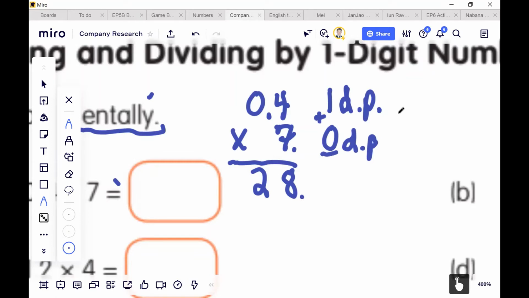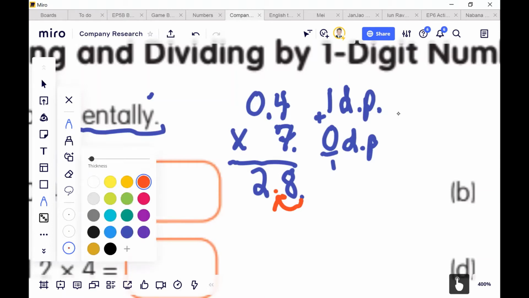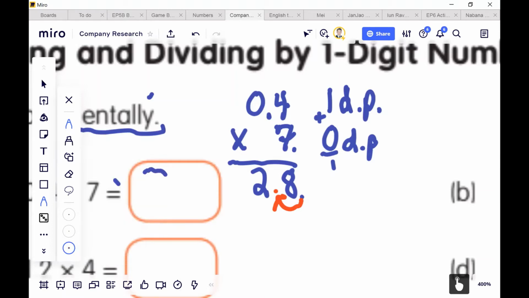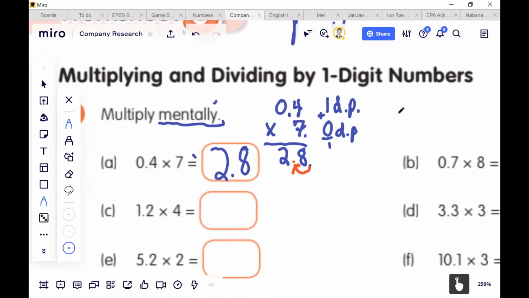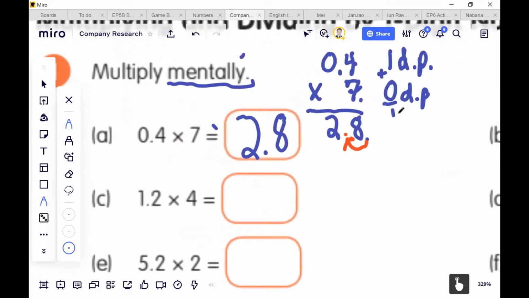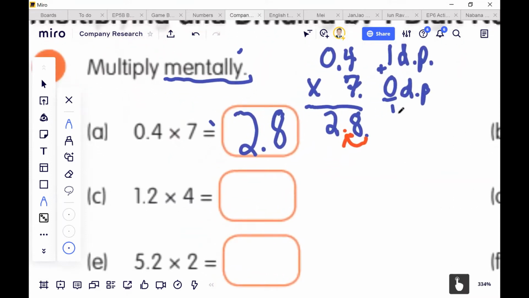Well, 1. Yeah, 1 plus 0 is 1. So I need to take this decimal and move it 1 place to the left. And so my new number is what? Yes, my new number is going to be 2.8. And that is the slow way to work it out. So we're not going to work these out like this. We're going to use a different technique.